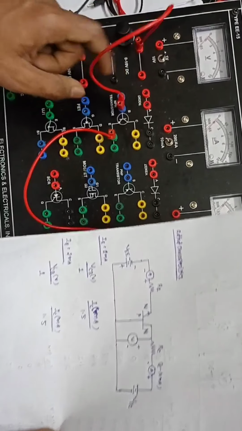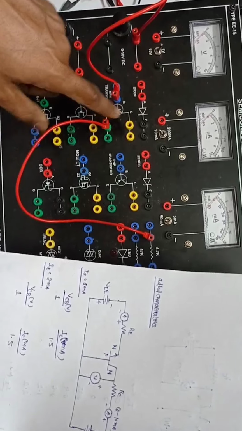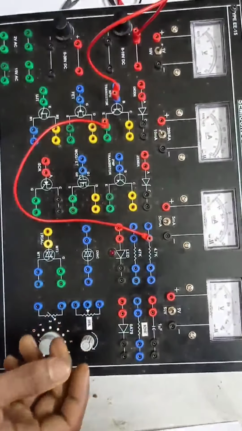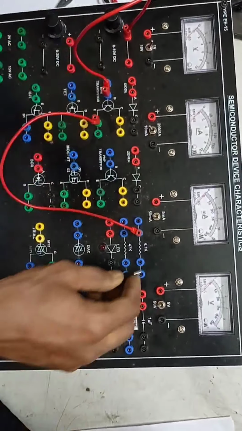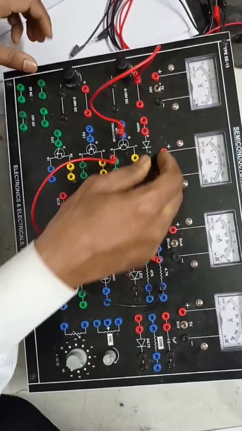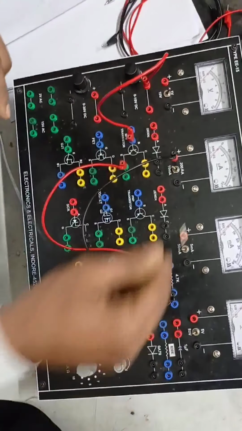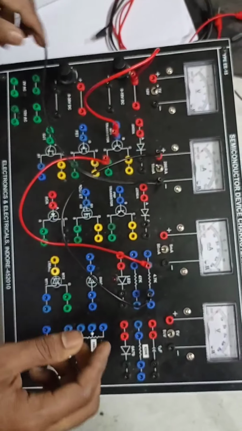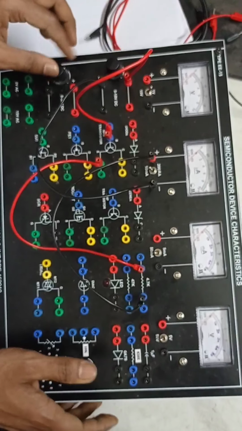According to this circuit diagram, we will connect the components in this trainer. The base is always forward bias. This is the input side: the base is forward bias, and at the emitter there is a resistor. So we have connected the emitter with a resistor, then the resistor will be connected with the current meter.